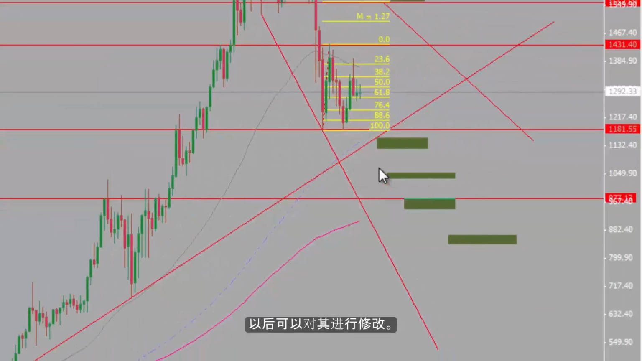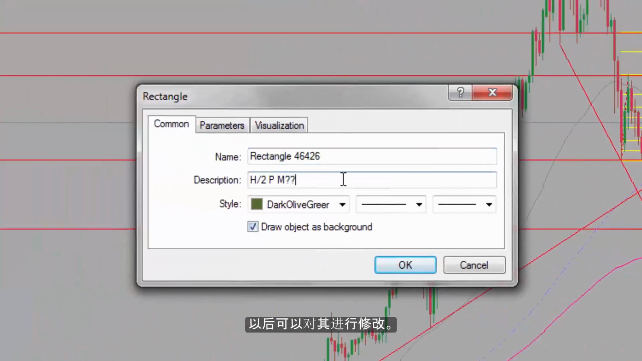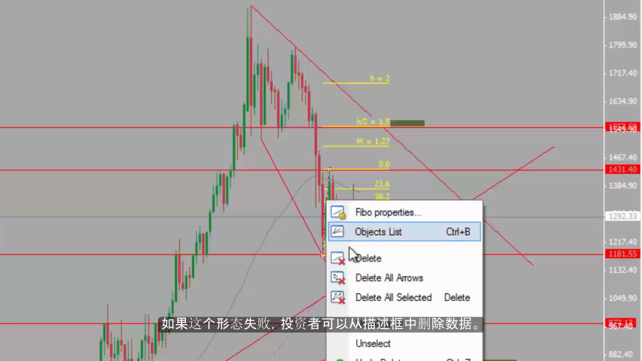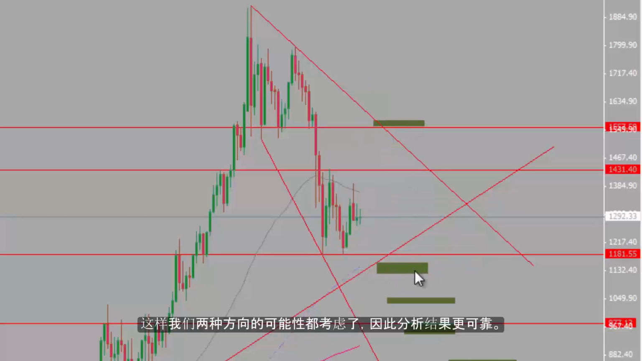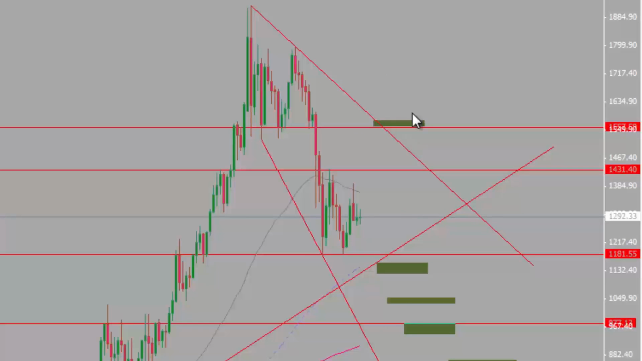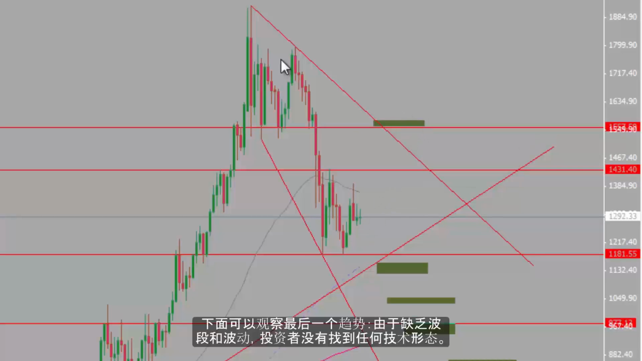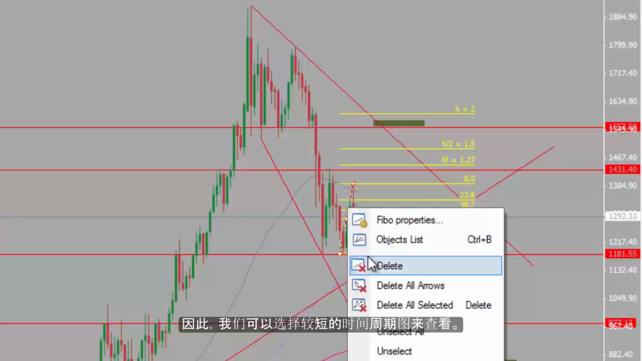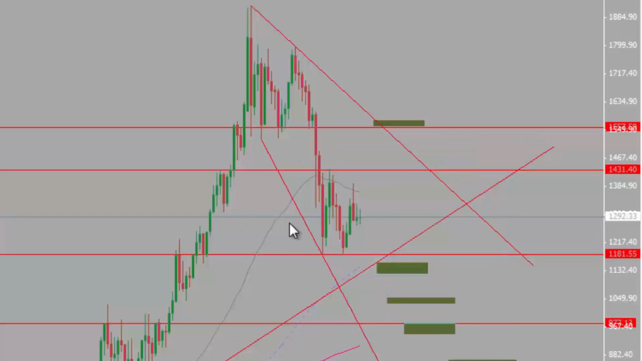Another description on future pattern can be modified by adding another two question marks. If the pattern fails, a trader can remove its data from the description field, so both directions are considered and detected for more reliable analysis. The last trend can be checked. However, a trader cannot find any pattern due to a lack of waves and fluctuation. Thus, it can be checked in a shorter time span.